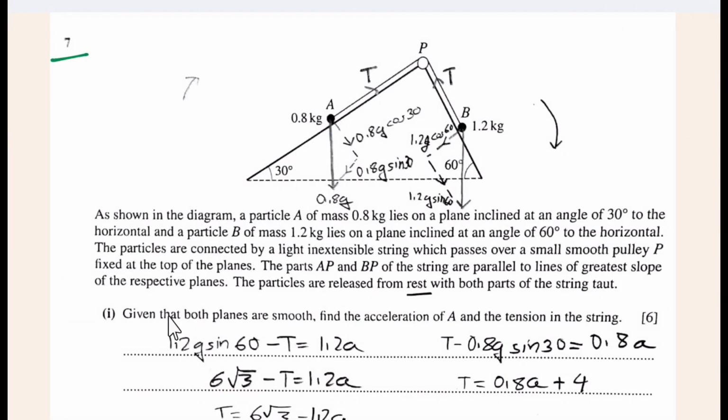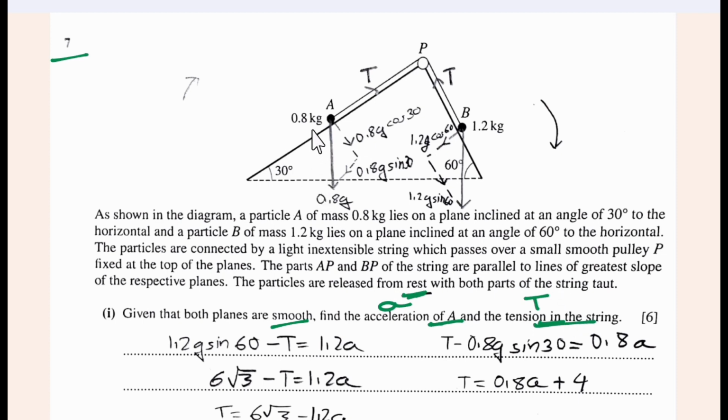Question number 7. Given that both the planes are smooth, find the acceleration of A and the tension in the string. So we need to find acceleration and the tension. And the information that was given is basically given in the diagram, so we do not need to read this right now. And the particles just start from rest, so initially its speed is 0 or it is at rest. So basically we need to find acceleration and the tension.